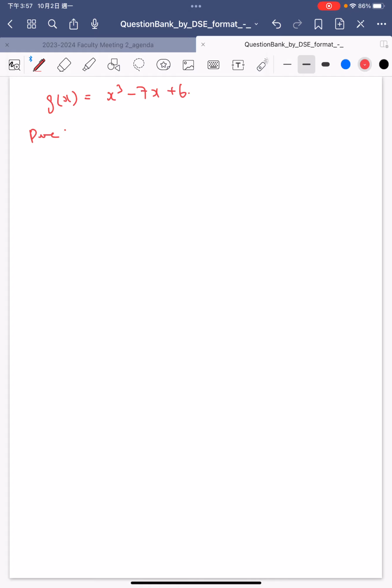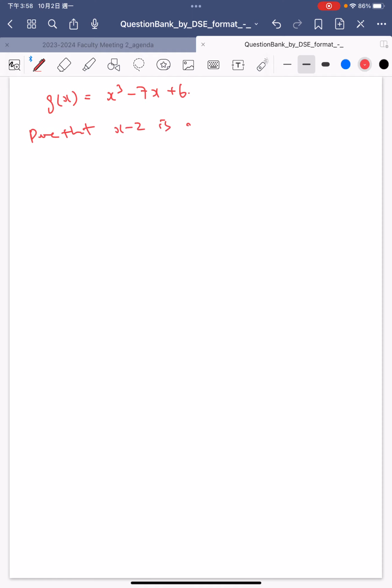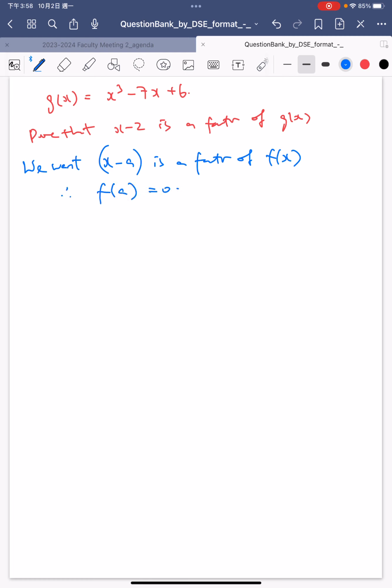And you need to prove that x minus 2 is a factor of g of x. So if you want to prove that x minus a is a factor of f of x, it means that f of a will be equal to 0. So this is what we need to test. So we need to test, is this true?